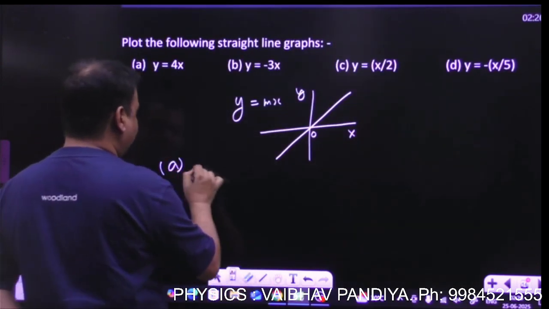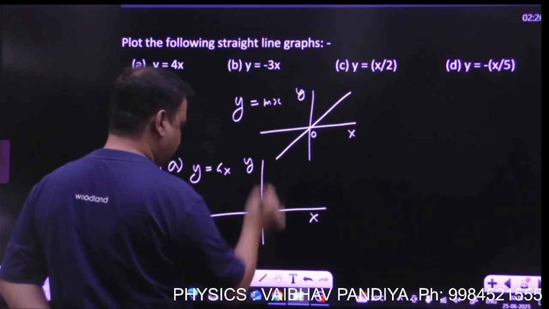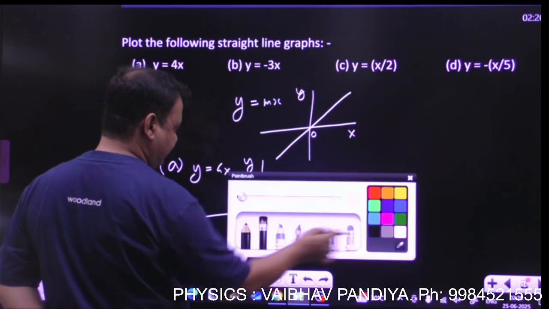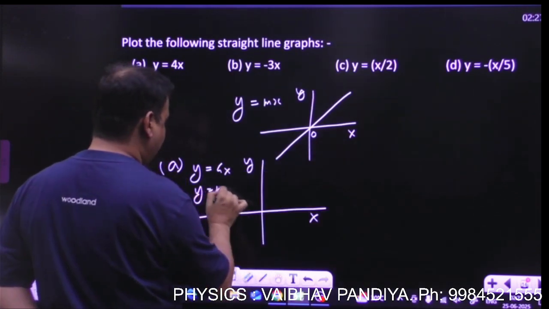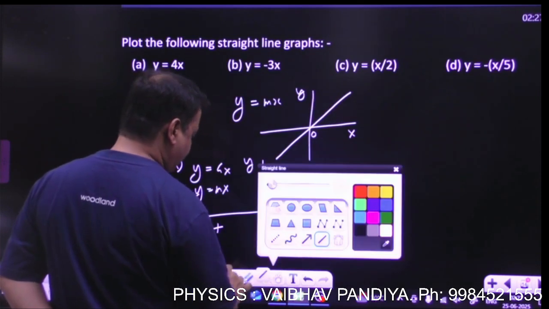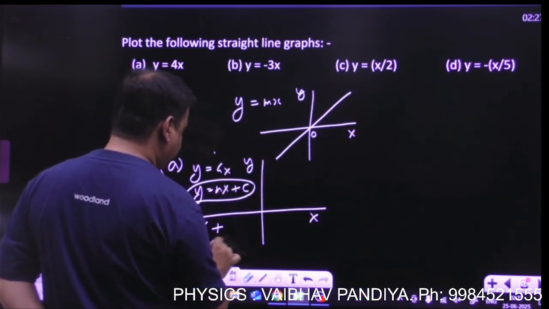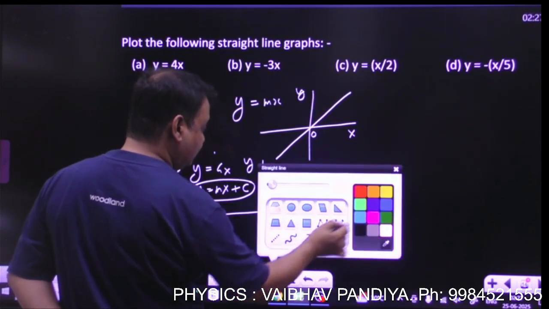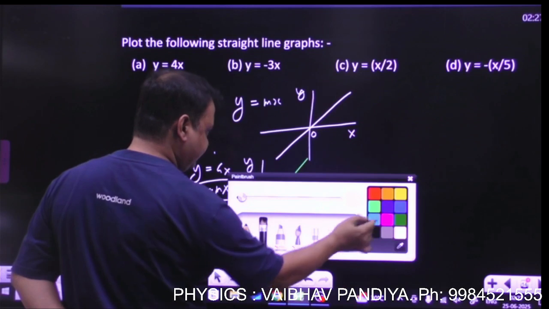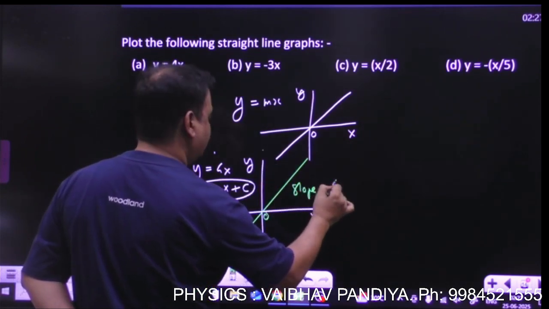So A is what? y is equal to 4x. So you will have a graph. If you compare it with the standard form, we will have y is equal to mx. m is 4, that is positive, and c is 0, correct? So c is coming to be 0. So the graph will go upward, passing through the origin like this. And slope is how much? 4.